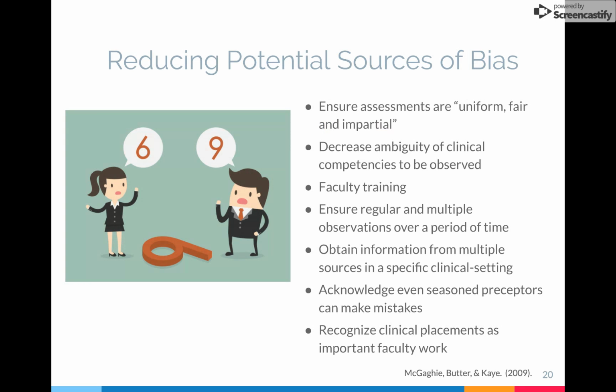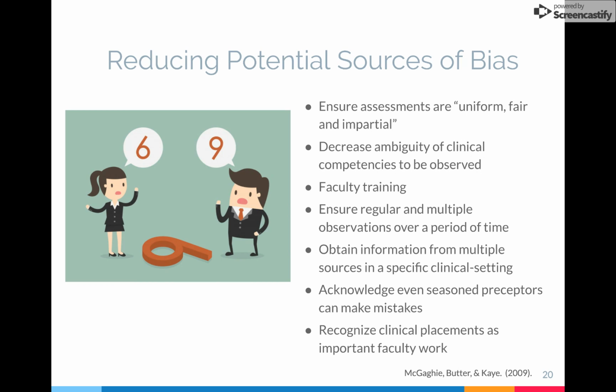Reducing potential sources of bias is going to be very important in improving the quality of assessments. And one way we need to do this is to ensure that assessments are uniform, fair, and impartial. Decrease ambiguity of clinical competencies to be observed by defining the specific clinical competencies to be assessed during the clinical placement. Look at faculty training, which includes training the faculty prior to engaging in clinical placements to ensure that they are on the same page in what needs to be assessed and observed, as well as what the standard of performance is. This is proposed to improve rating accuracy in health professions education, but unfortunately is rarely done.